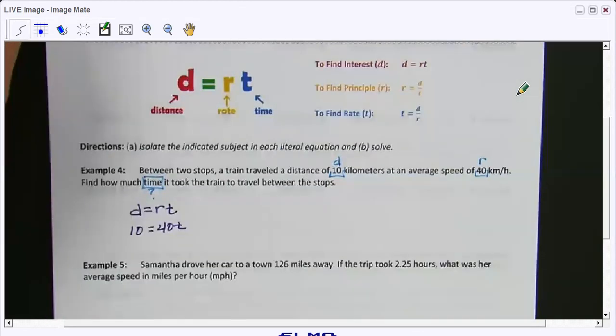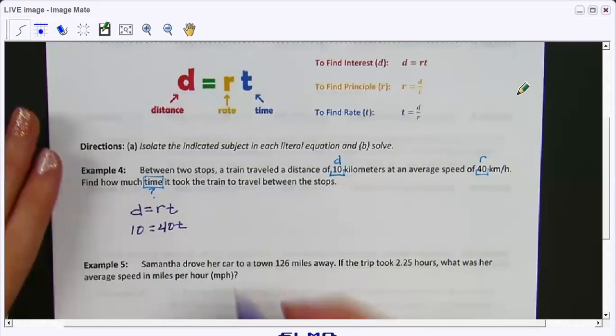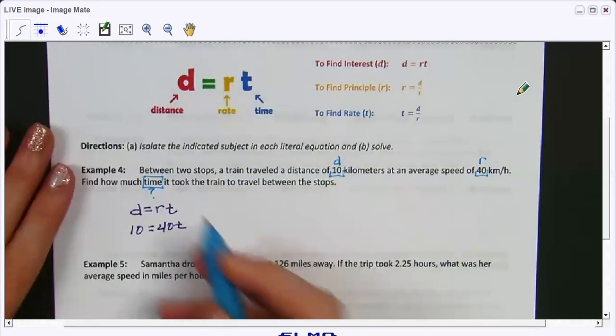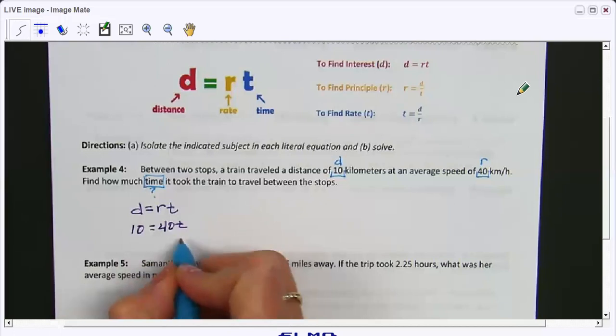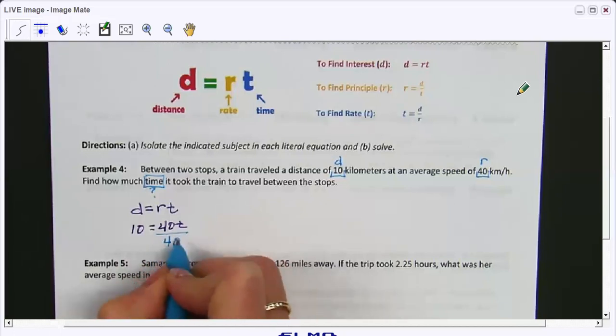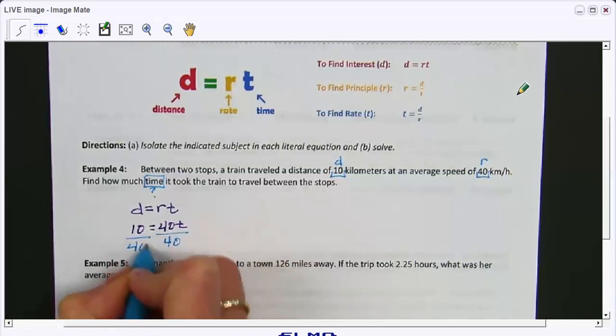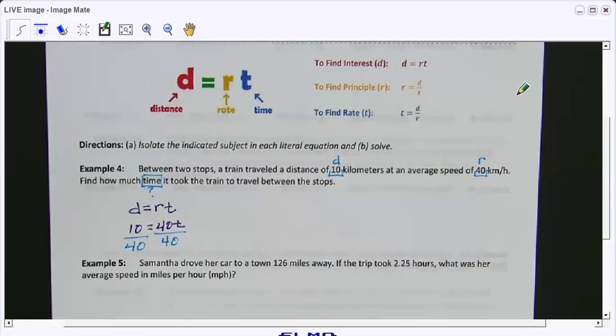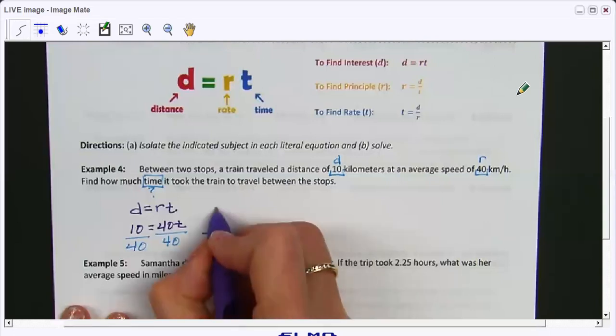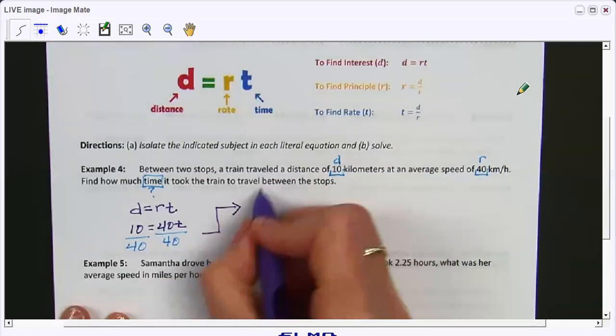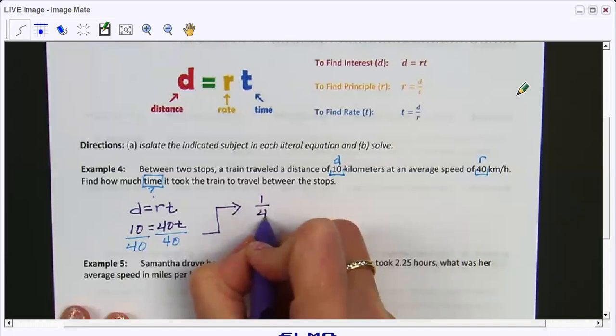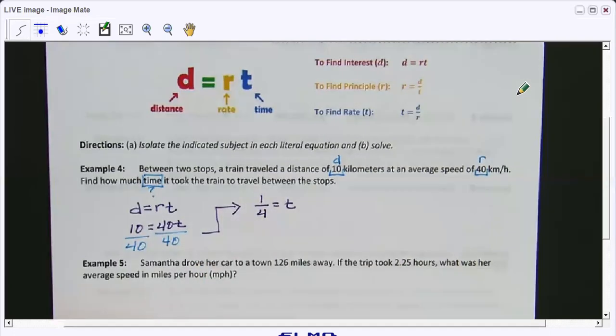All right, so then we go ahead and solve this. So we're going to divide by 40. Divide by 40. And this is going to be interesting. We get 1/4 equals T.